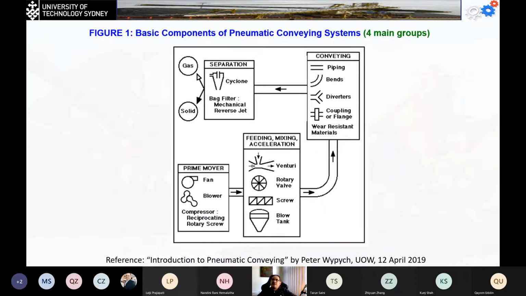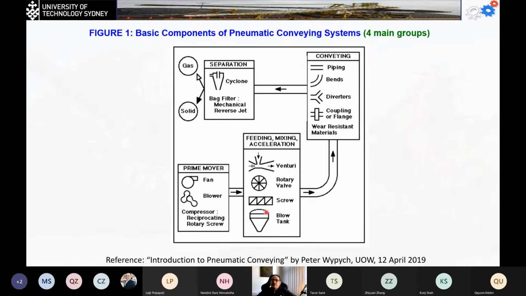So the basic components we have for pneumatic conveying are very simple. We start with the prime movers, which can be either fans or blowers. The compressors can be divided into the reciprocating types or the rotary screw. And we're going to see that it's actually not much different from the compressors you're using in other applications.